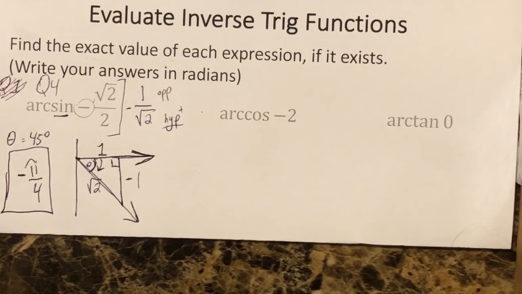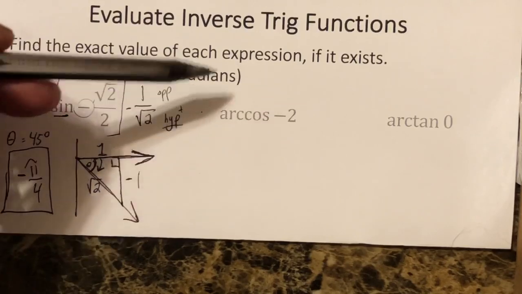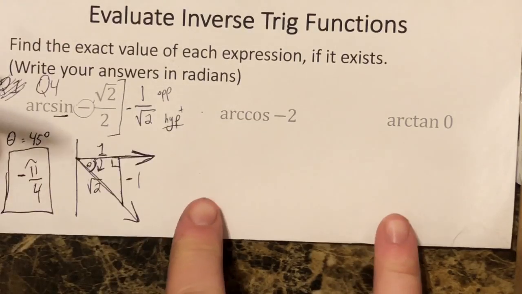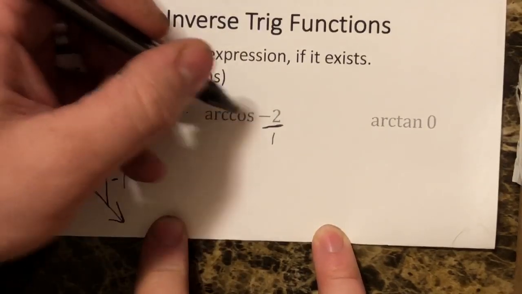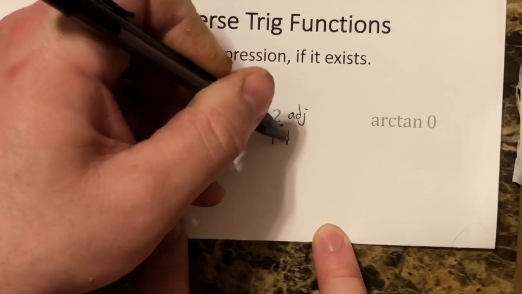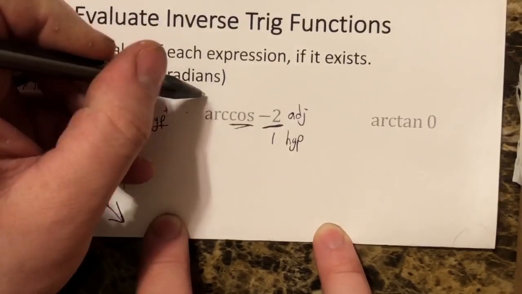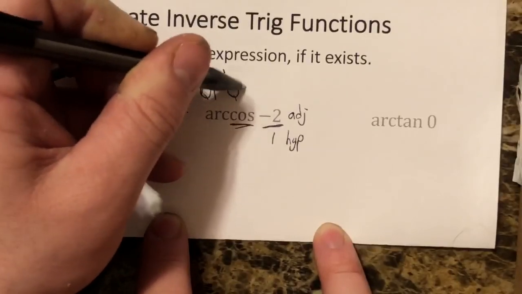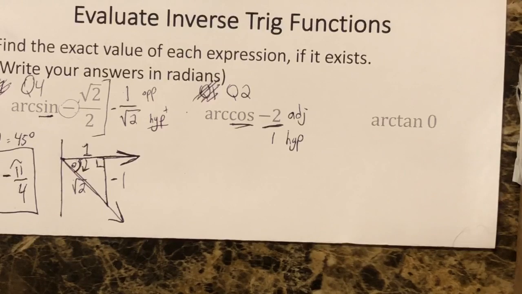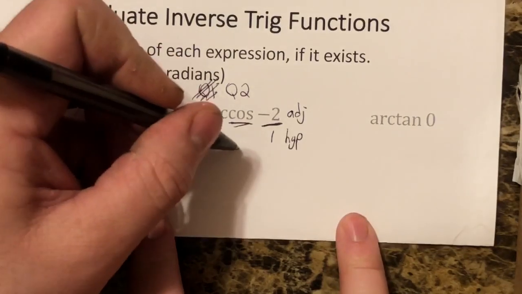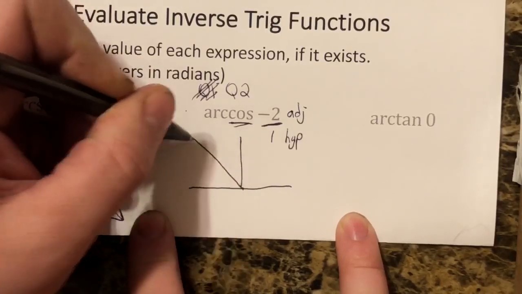initial side. Now, the next one's a little interesting because we have the arc cosine or inverse cosine of -2. So in this case, that's -2 over 1. Since it's cosine, this is the adjacent and this is the hypotenuse. And since it's cosine, this is either quadrant 1 or quadrant 2. And since it's negative, you obviously can't be in quadrant 1. So a quadrant 2 triangle is gonna look like this.